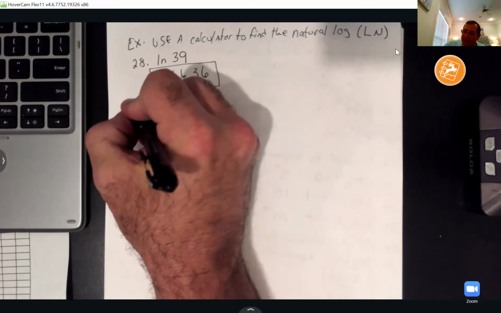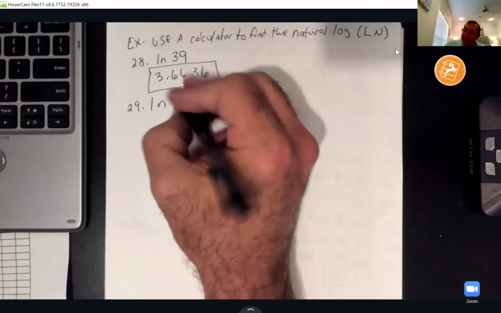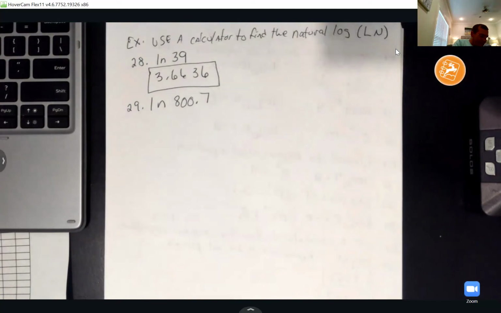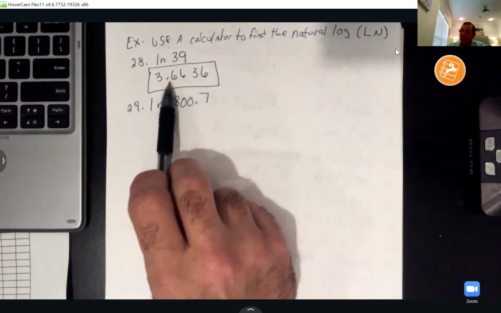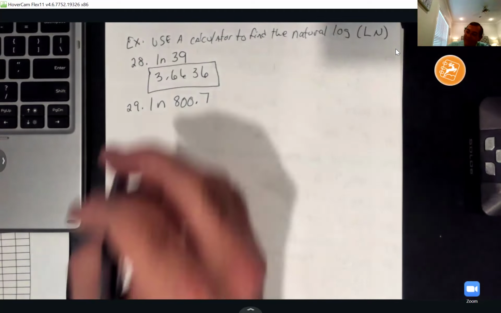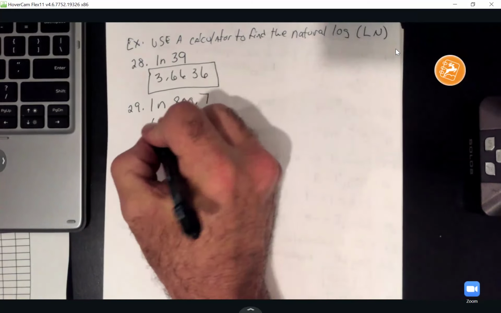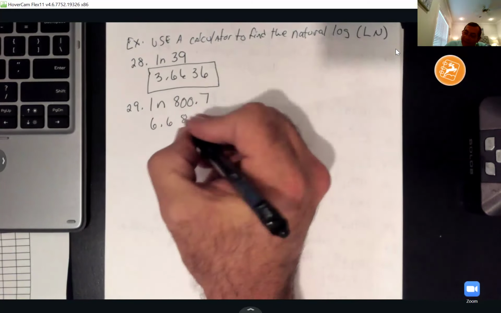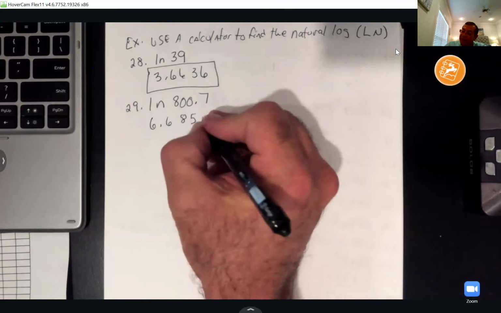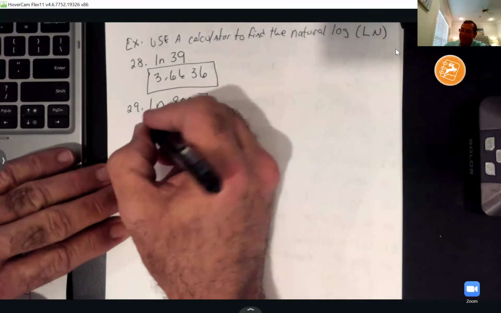All right, so y'all, that's the main thing we're doing on these. Here's one, LN 800.7. Punch her in to see what you get. Now, I do know it's going to be bigger than that answer because 800 is a lot bigger than that 39. Yeah, we are 6.6855. 6, 8, 5. Yeah, because the 4 is the next spot, but it has an 8 after it, which means I round that 4 to a 5. Good job.